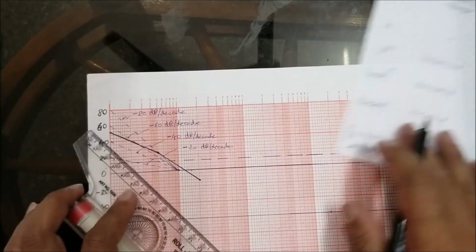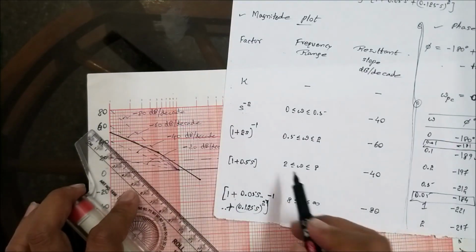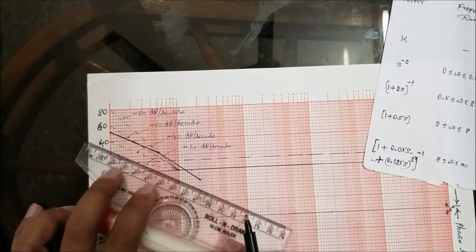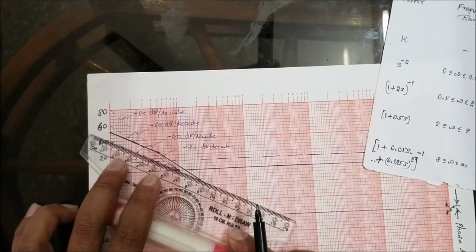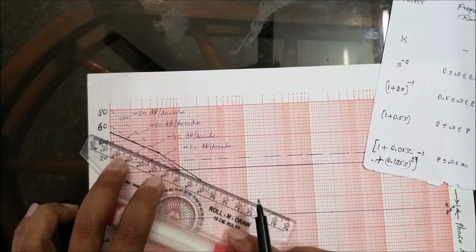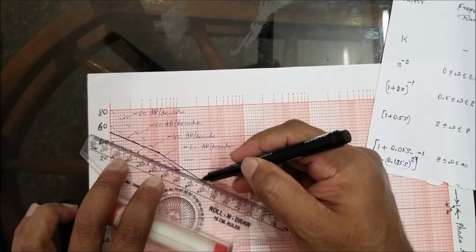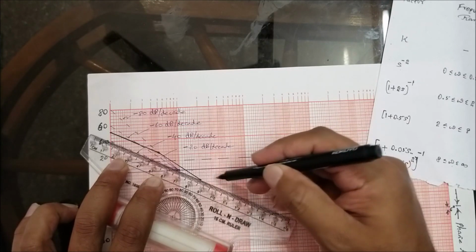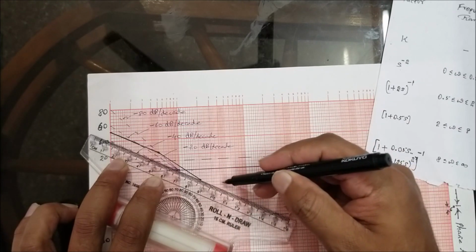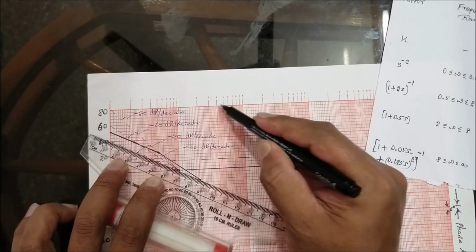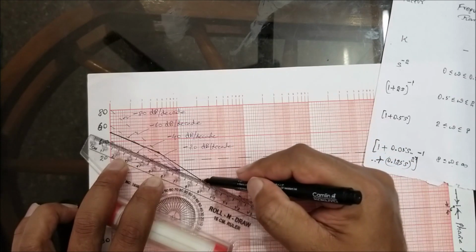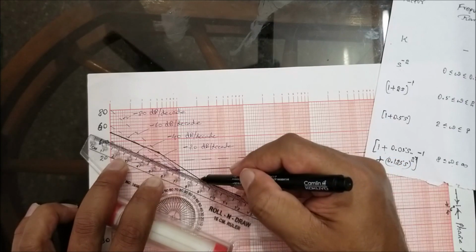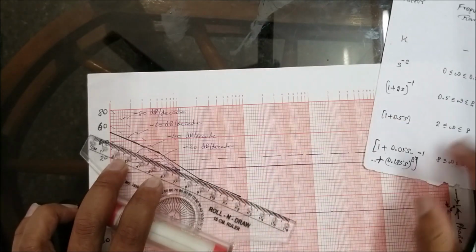Next we have minus 40 from 2 to 8. Again you take minus 40 again. That should vary from 2 to 8. It is already coinciding here, no need to worry. So just extend it from 2 to 8. This is 3, 4, 5, 6, 7, 8, till here. So extend till 8, done.